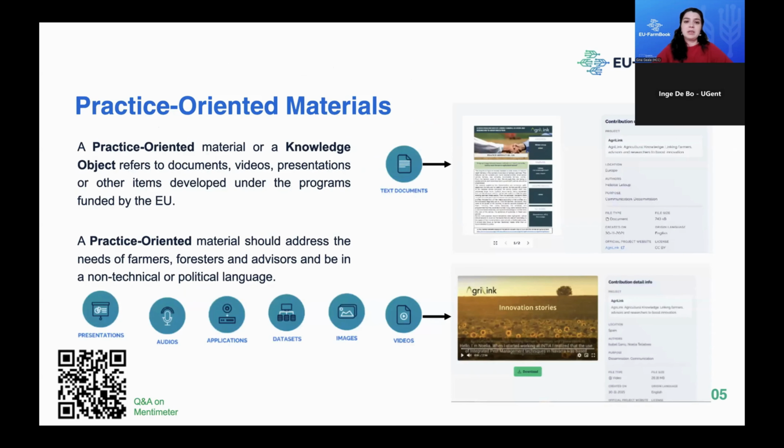What are practice-oriented materials? A practice-oriented material, or a knowledge object, refers to documents, videos, presentations, or other items developed under the programs funded by the EU. A practice-oriented material should address the needs of farmers, foresters, and advisors, and be in non-technical or non-political language to be easy to read for our target group. At the right side of the slide, you can see how a document, a fact sheet, actually looks in the platform, or how a video looks in the EU-FarmBook platform.